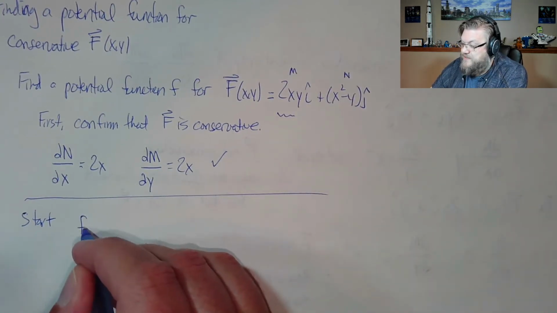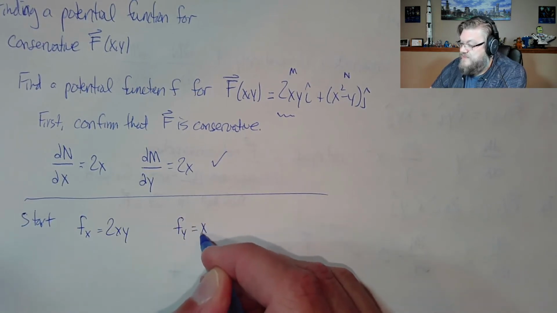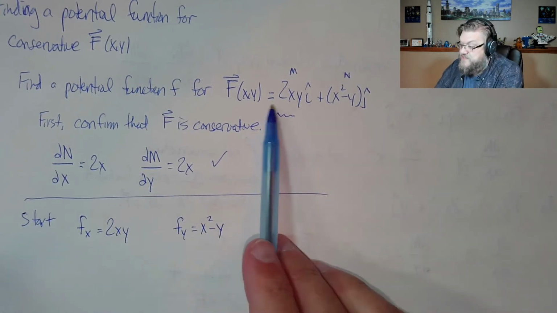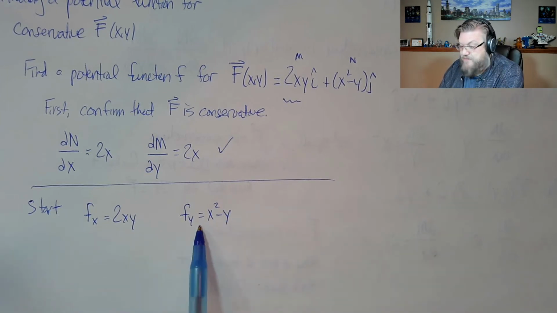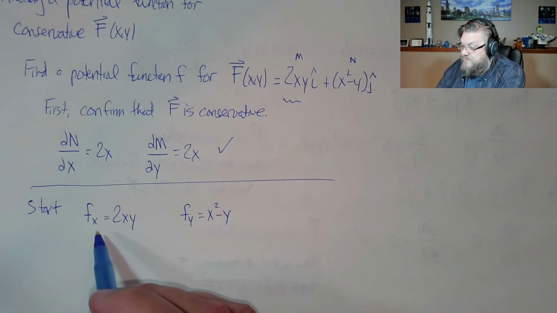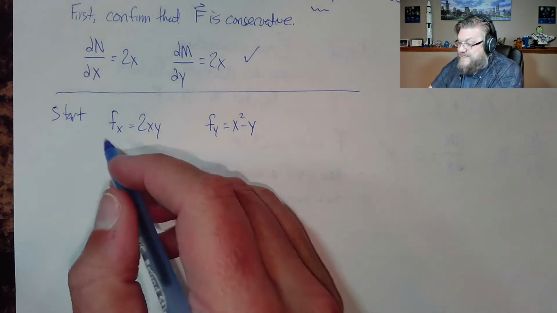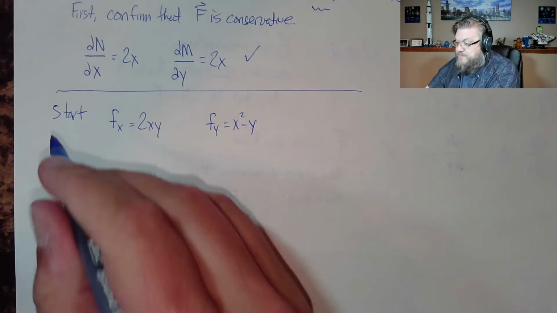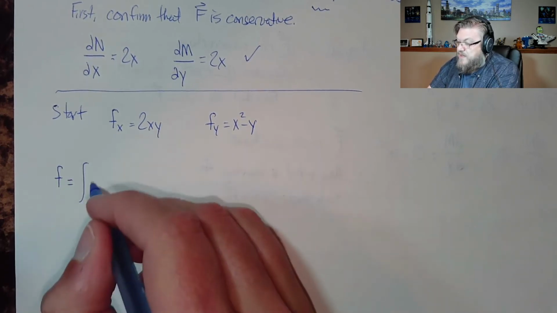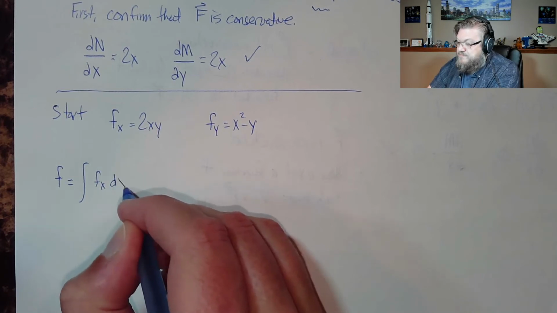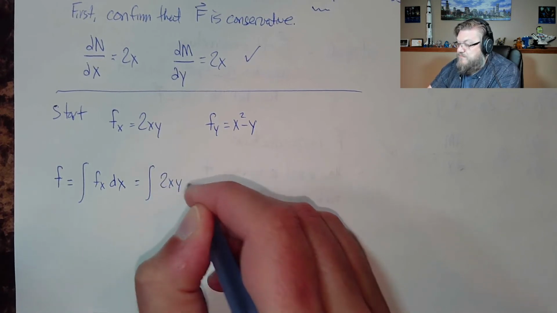We're going to assume that little fx is 2xy and fy is x squared minus y. That's what it would mean for this to be a gradient, right? Is that the partial of f would have to be this, and the partial of f with respect to y would have to be that. So we start with that and that. Okay? Now, what we can do is take the integral of this. Let's do a partial integral. It should be true that f equals the integral of fx dx, right? Which gets me the antiderivative of 2xy dx.